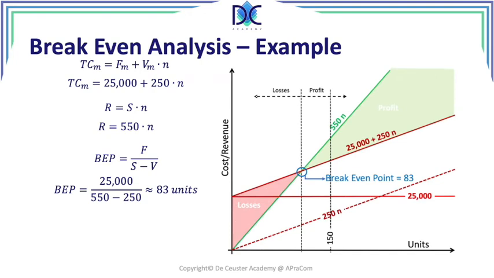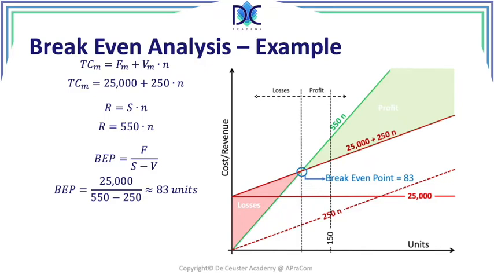So here we have, in fact, the fixed cost is 25,000. The variable cost is 250 N. So we find the line with the cost, total cost is 25,000 plus 250 N. The green line is the line with the revenue. So we start from 0 and the equation is 550 times N. And we find the break-even point where we have losses equal to 0, profit equal to 0. It means that the revenue is equal to the cost. So to the left we have the losses and to the right we have the profit.